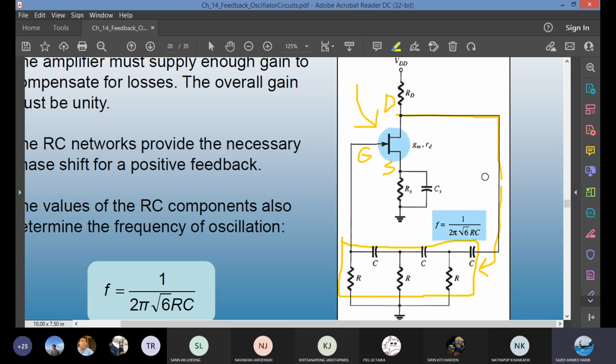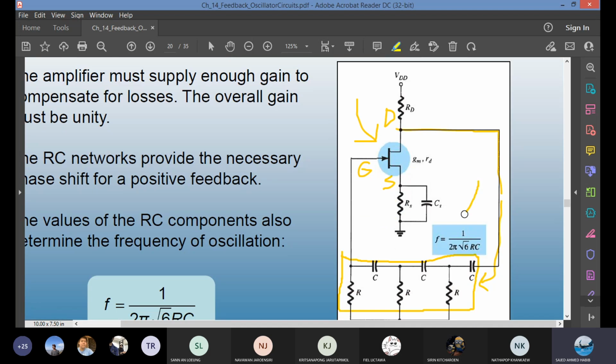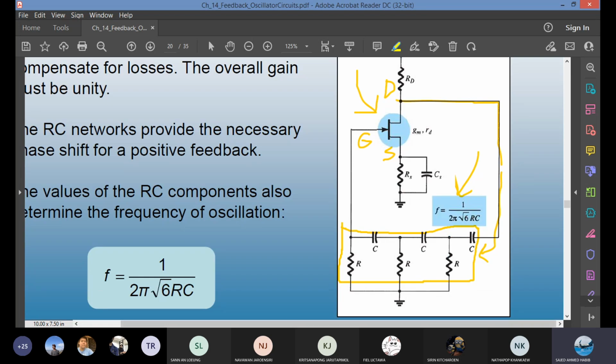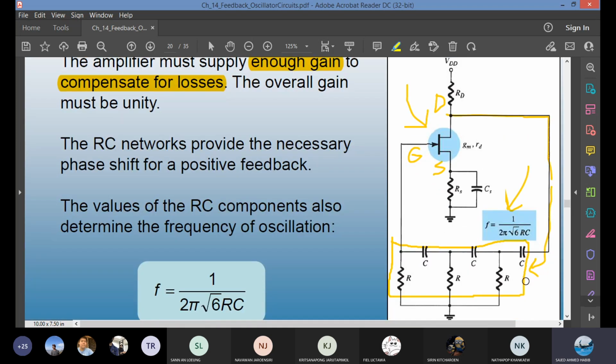What's the frequency of the oscillation that you will get out of this JFET phase shift oscillator? It's the same formula, 1 over 2 pi RC times square root of 6. Again, the amplifier gain must be enough to compensate for losses. Overall gain must be unity. The RC network will provide the phase shift. So you know what happens. We need a positive feedback in order for the oscillation to go on.